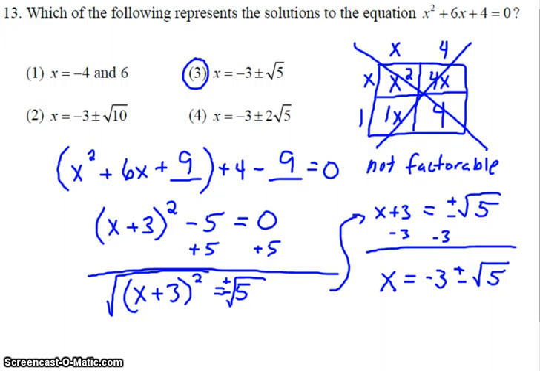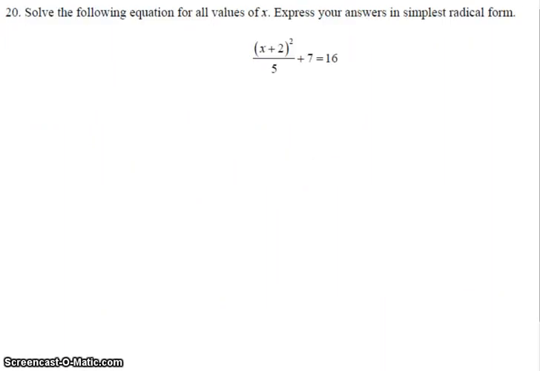All right, let's move on to the last question, number 20. All right, number 20, it says solve the following equation for all values of x. Express your answer in simplest radical form. All right, so this is kind of a complex equation here. But you can tell with that square, we're probably going to have to do a square root at some point. Anyway, first step is you see the divided by 5, you see the plus 7. You got to take care of the plus 7 first.